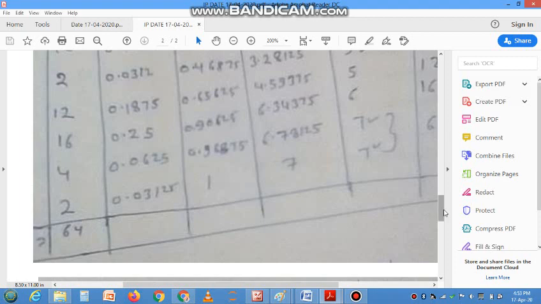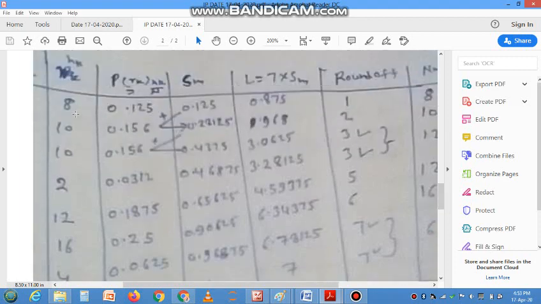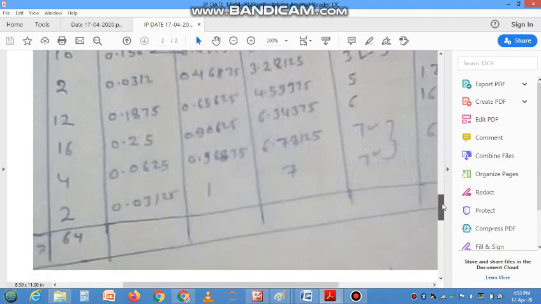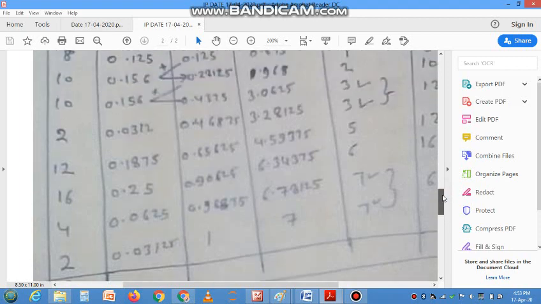Okay, so we simply sum up all the pixel values. When we sum all the pixels, we get 64. It means there are 64 pixels in this image. Anyway, it is an 8x8 image, so we will have 64 pixels. 8 rows and 8 columns, so 64 pixels. Total number of pixels is 64.